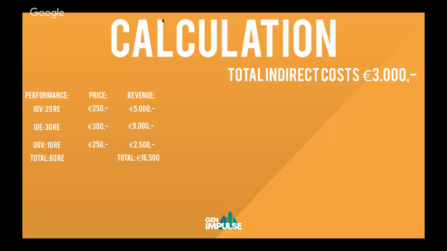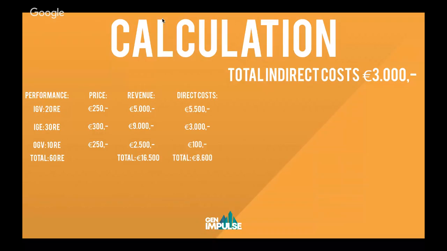IGE, on the other hand, should take more than 50%. Am I correct with this? Yes, it should take more than 50%. And OGV should only take a super small proportion, because you only have a small proportion of your total realizations coming from OGV, and only a small proportion of your total revenue coming from OGV. Now, the second factor. Let's go to the third factor.